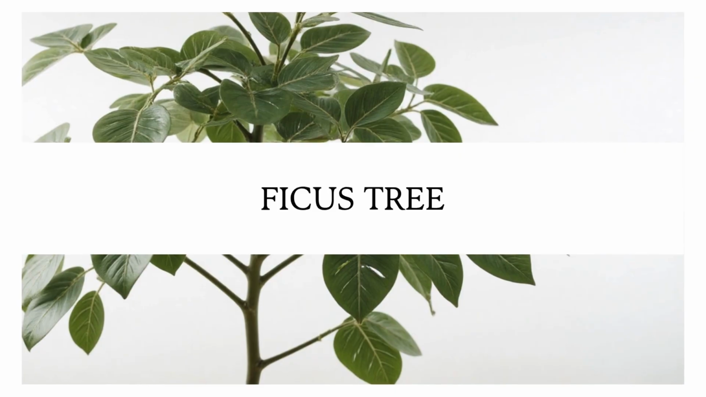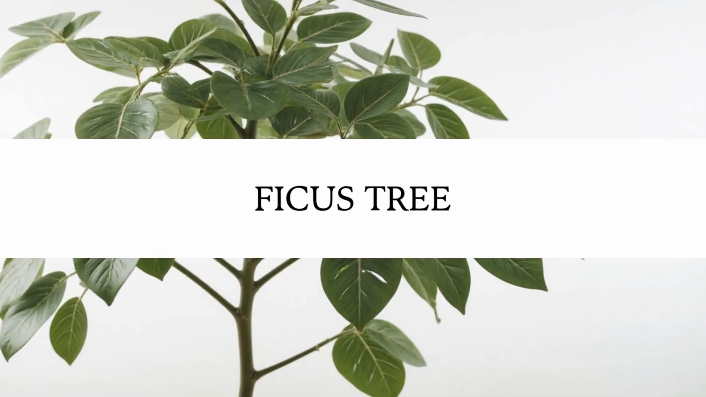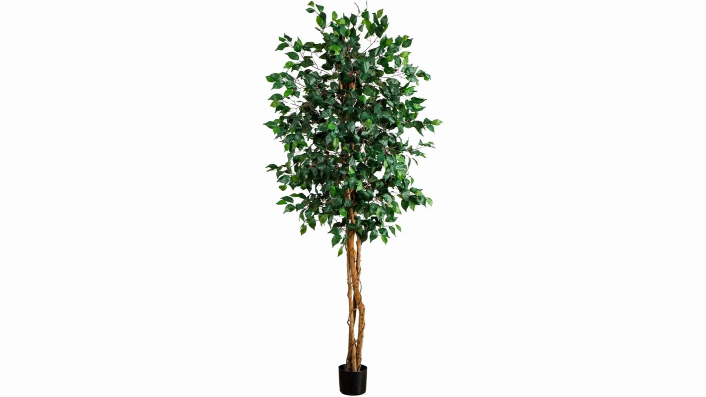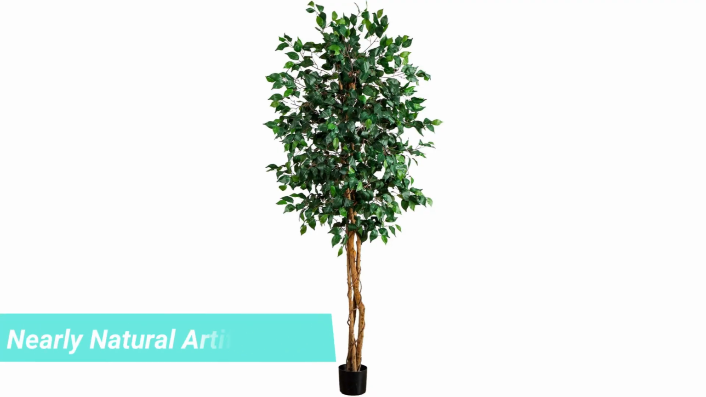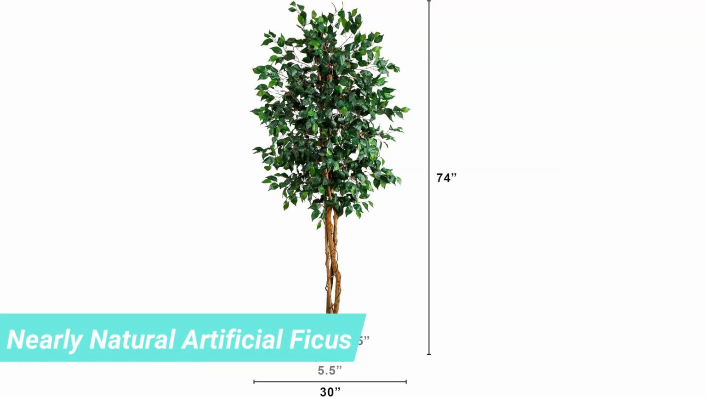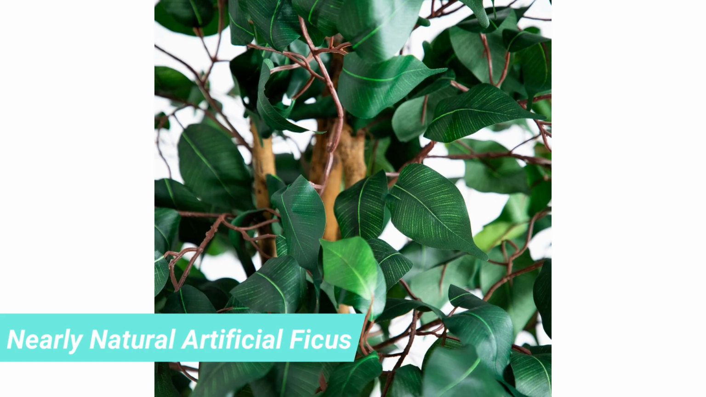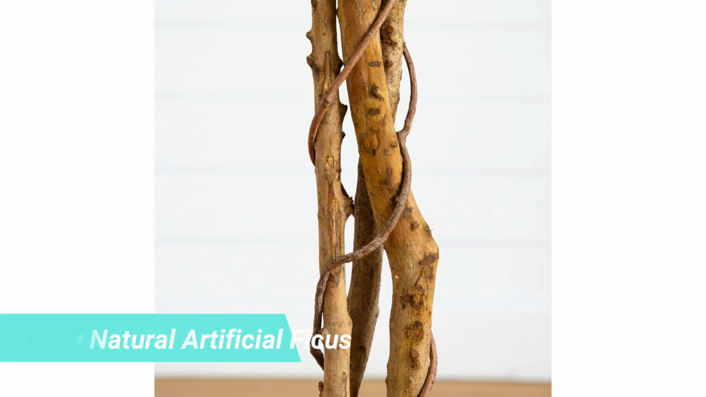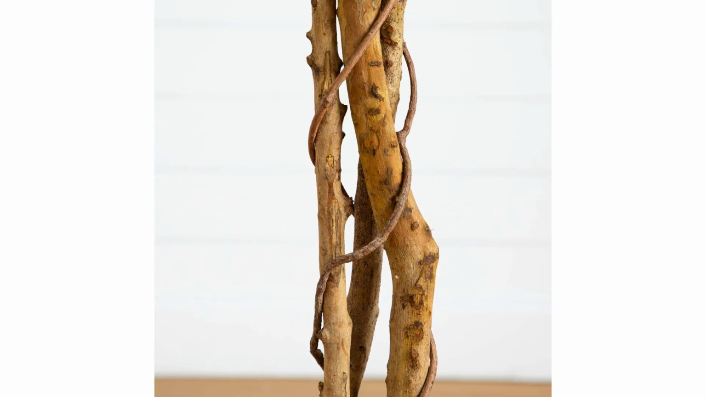Number 3 is the ficus tree. Now the ficus tree is much more robust than the prior two that we talked about in this list. They have broad, glossy leaves to them, and they usually have a tall trunk. You'll often find the ficus tree have a multi-trunk situation where they're all kind of spiraling together with some vines. This is a very popular look for the artificial ficus.